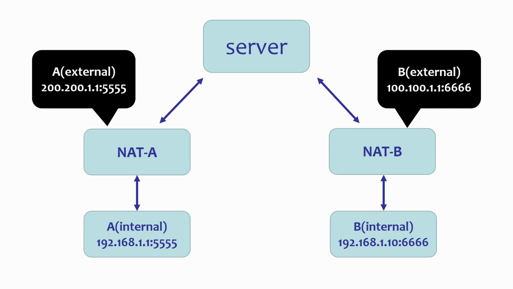So here I list out the internal IP and external IP of peer A and peer B. Next, let's start the ICE hole punching process. Now A wants to make a peer-to-peer connection with B. There will be 6 steps.